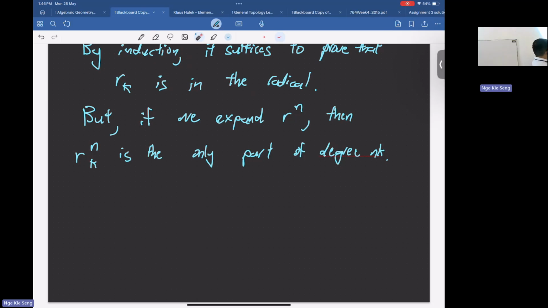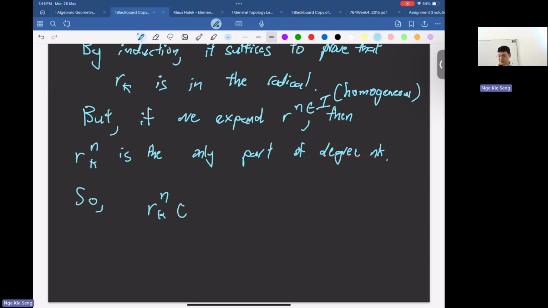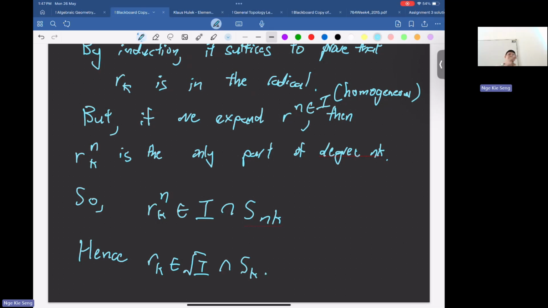But we know that R^n is living inside the homogeneous ideal. This means what? This R_k^n here will live inside I intersect S_nk. Thank you. So this implies that R_k also lives in the square root of I. In fact, it lives inside the square root of I intersect S_k. Does that make sense? For the previous terms, you just use induction.